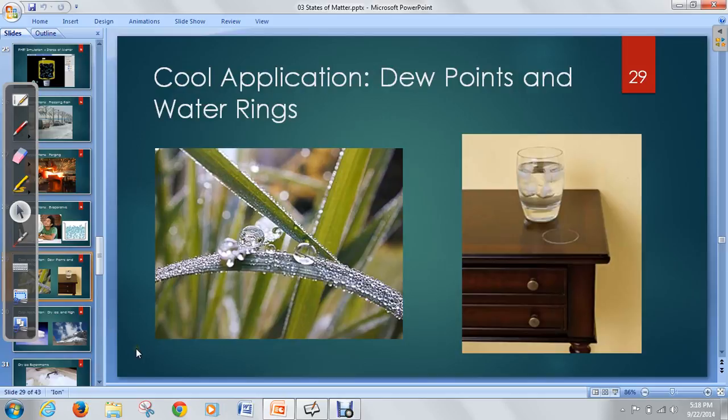We also talked about dew points and water rings for condensation. Dew points with the grass, right? When it gets cool in the night and starts to heat up in the mornings, the water will condense. With a glass of ice water, the water will come out around the outside and cool on the edge of the glass, which leaves this water ring.